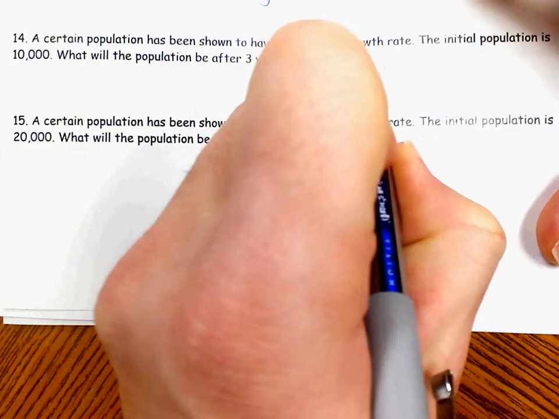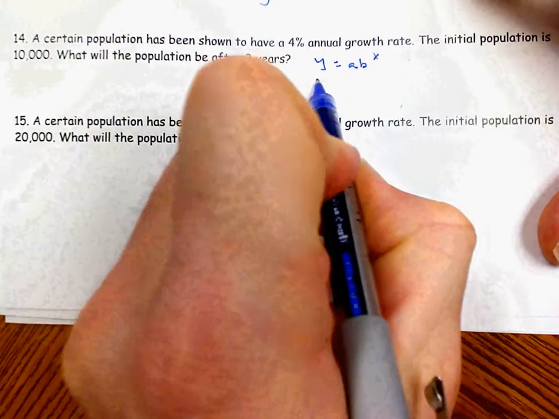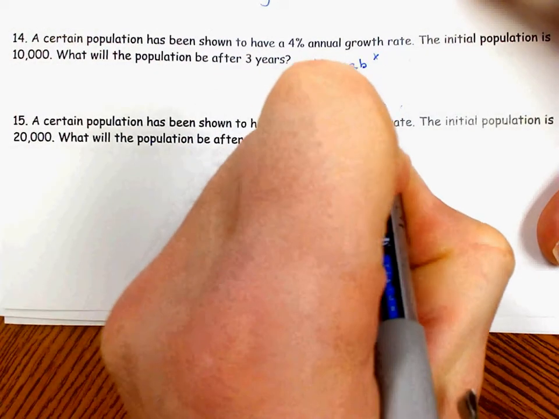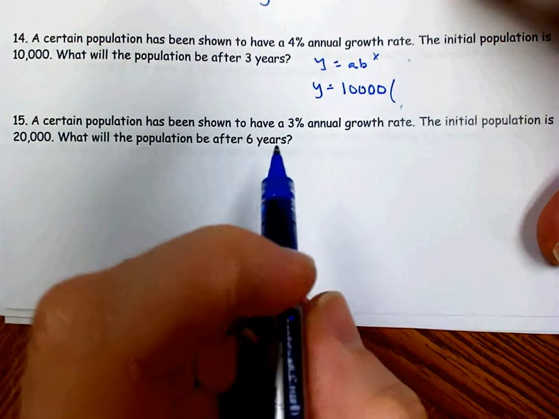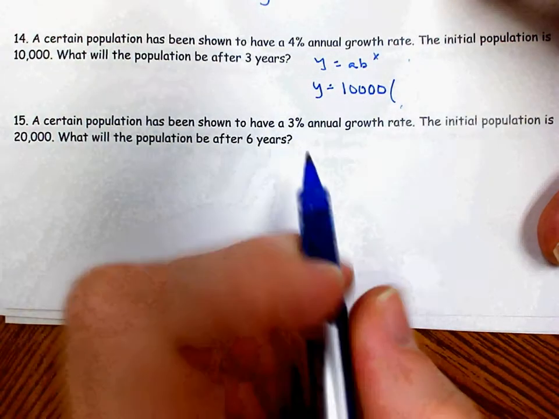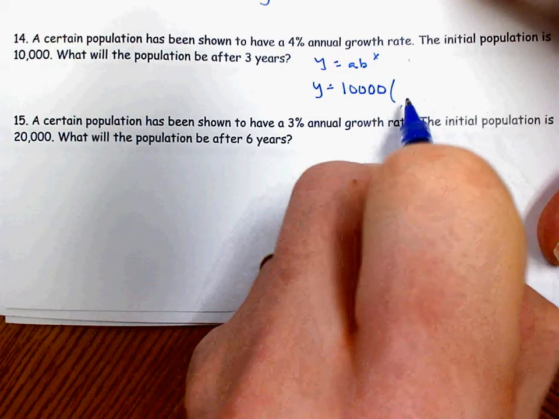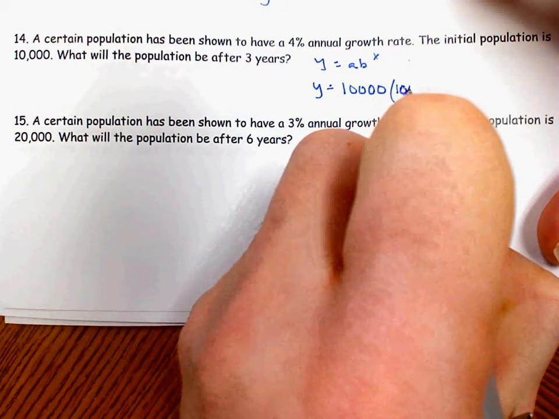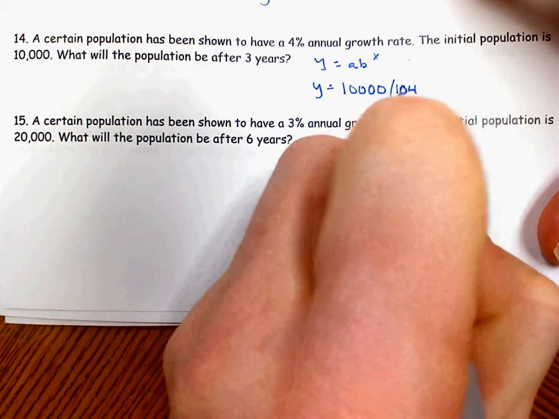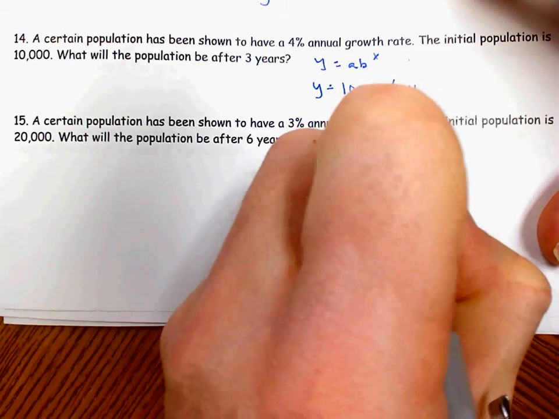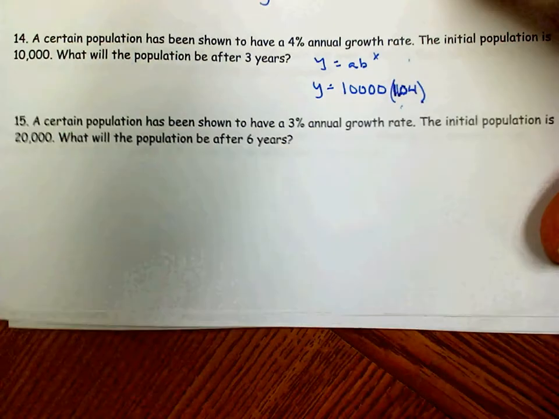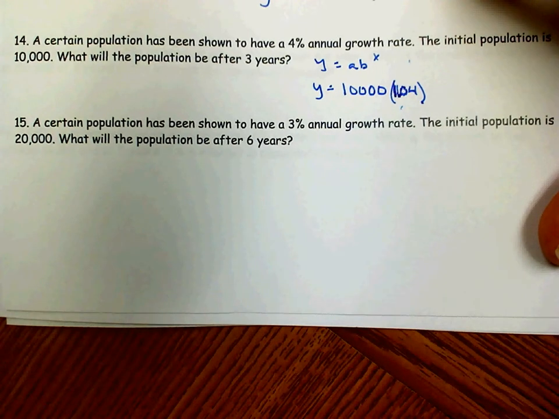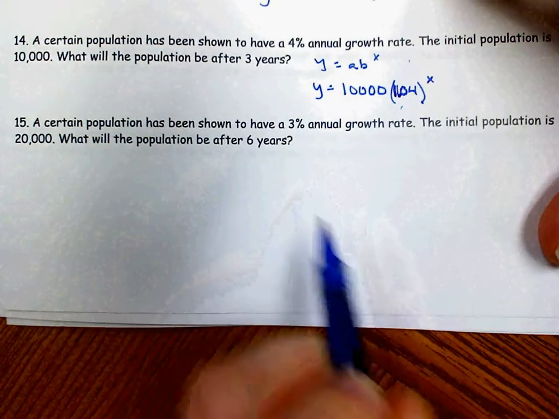Again, we've got y equals ab to the x power. A is your starting amount, which we have 10,000 initial population. And then we're growing at 4%. So 100% would be full capacity, 104% would be growing at 4%. So 1.04 would represent a 4% growth rate. And then to the x power, where x is 3.